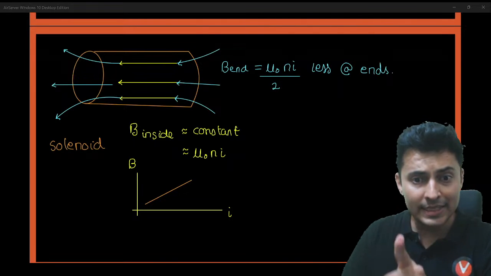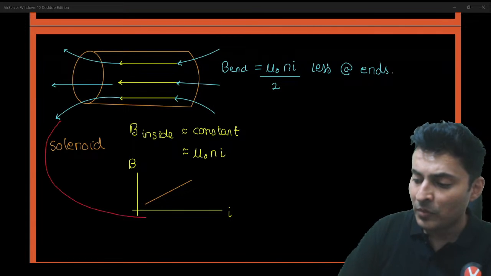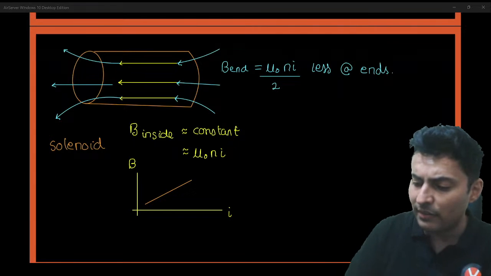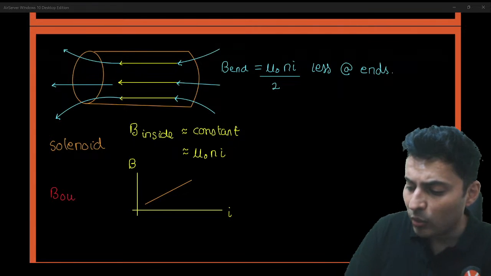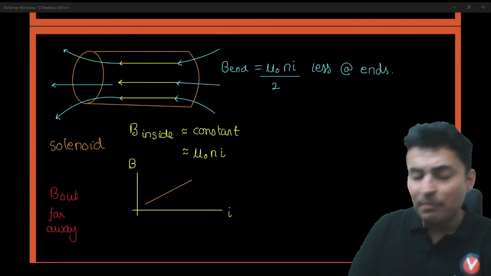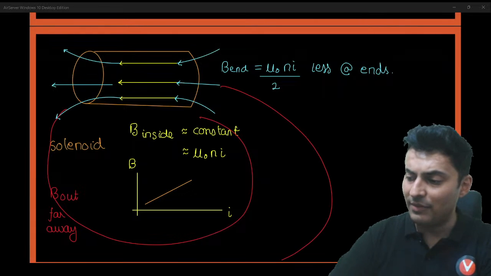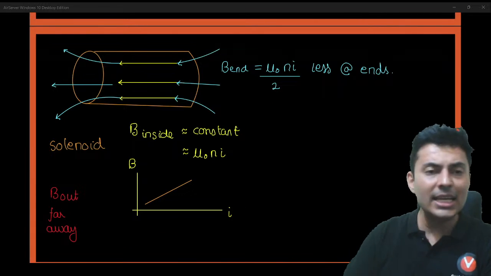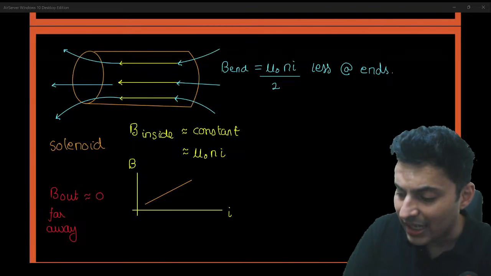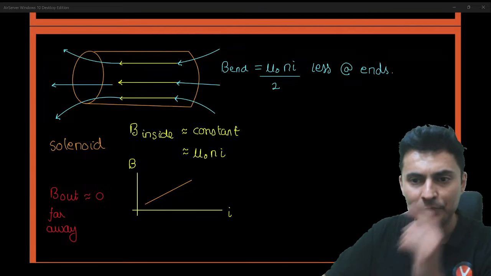Next thing, if you go completely outside, these magnetic field lines are very, very far away. Because these magnetic field lines spread out everywhere, hardly any field will be there. So the magnetic field outside will be almost zero, a big fat zero. Keep these things also in mind.